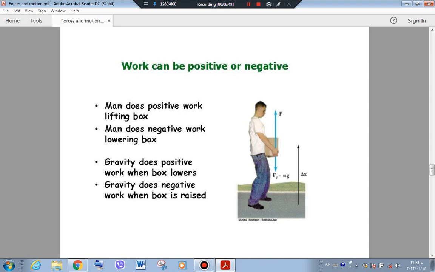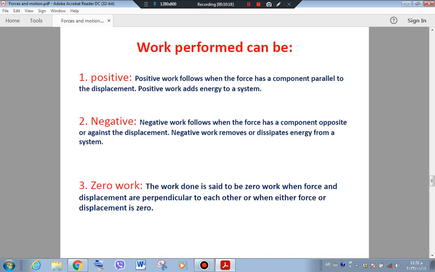Gravity does positive work when the box is lowered. Why? Because we said that gravity is actually trying to move all objects toward the earth. Okay, so gravity does negative work when the box is raised. Why? Because there is a force on the box that moves it and lifts it. Therefore the job of gravity is no longer there, because there's a force that's moving the box.